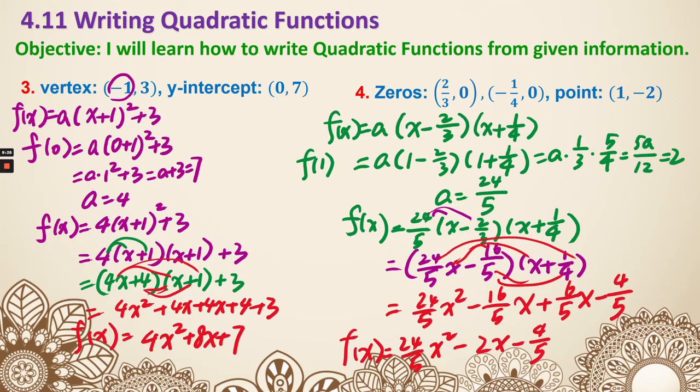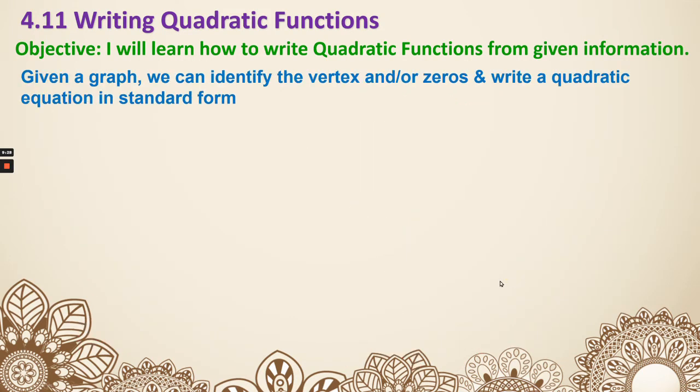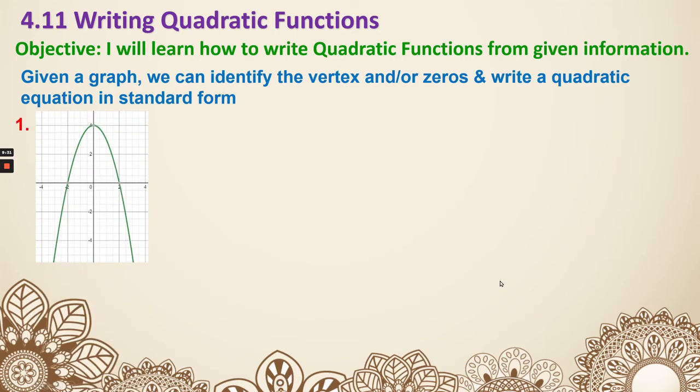Now let's have a look at some other examples. This time we are going to be given some graphs, so we need to actually identify some information before we want to do anything else. So I can clearly see the vertex and the zeros. So you can start with vertex form or the intercept form. I can see the zeros are (-2, 0) and (2, 0). So I'm just going to start with my intercept form.